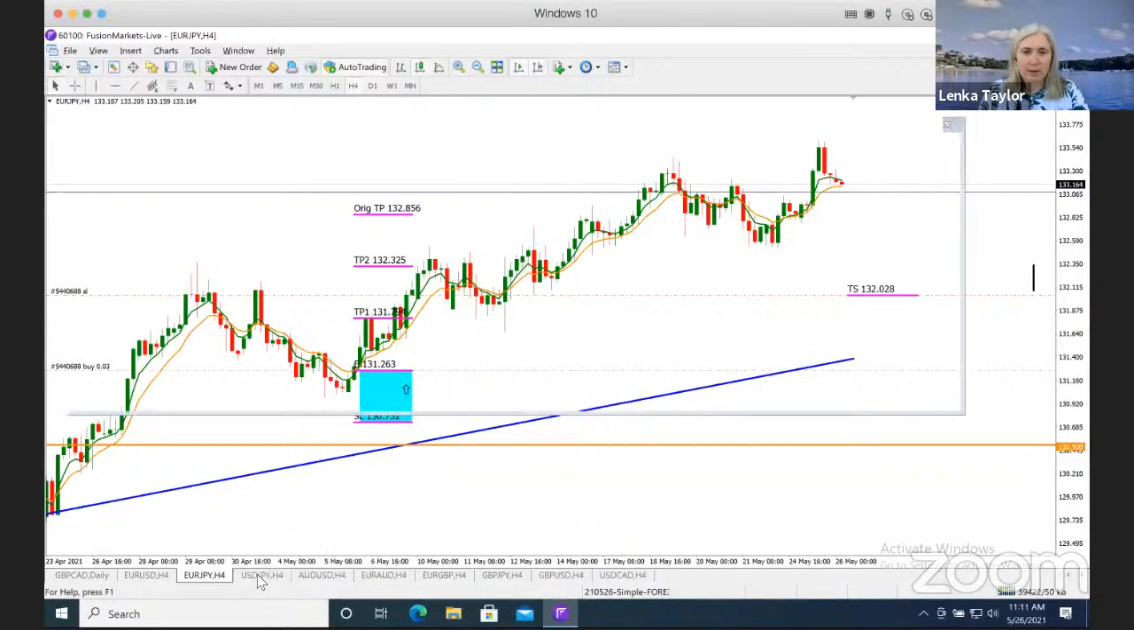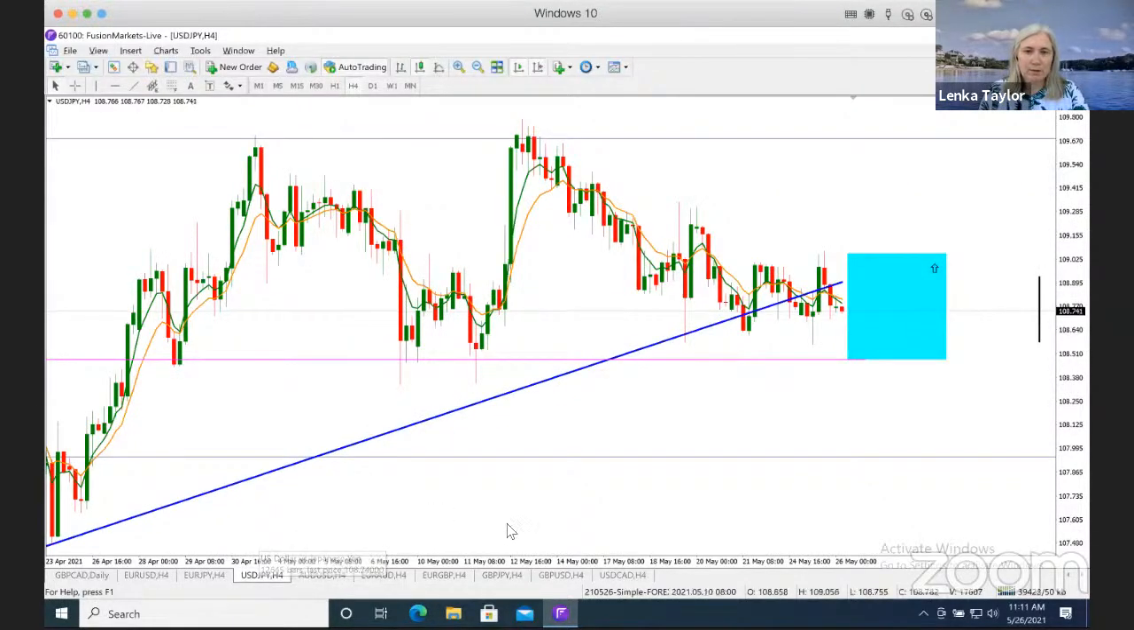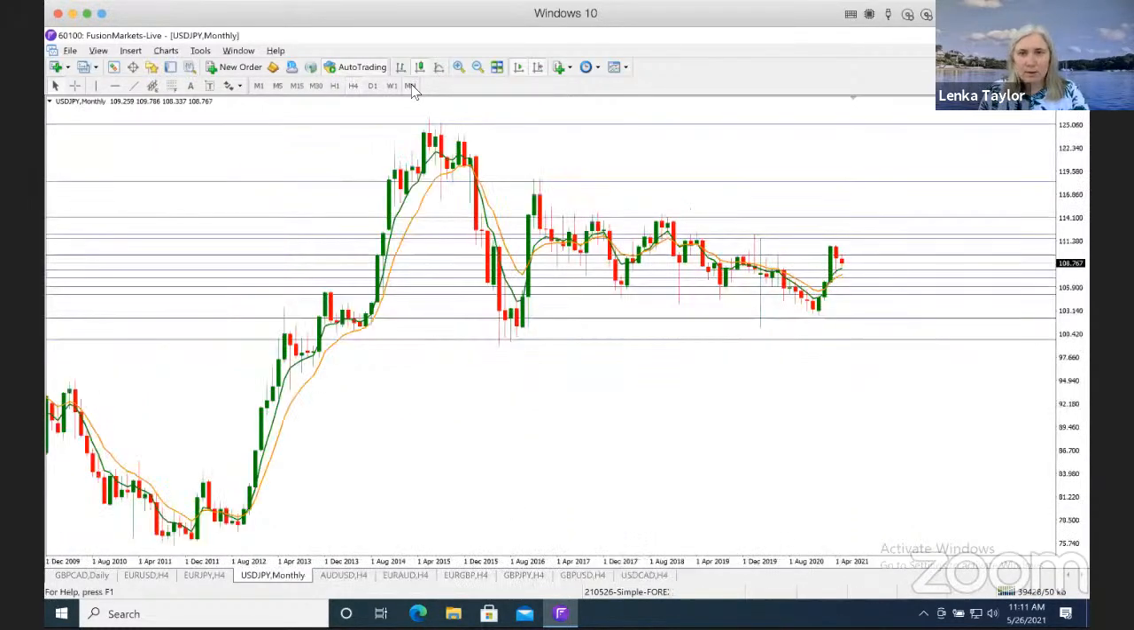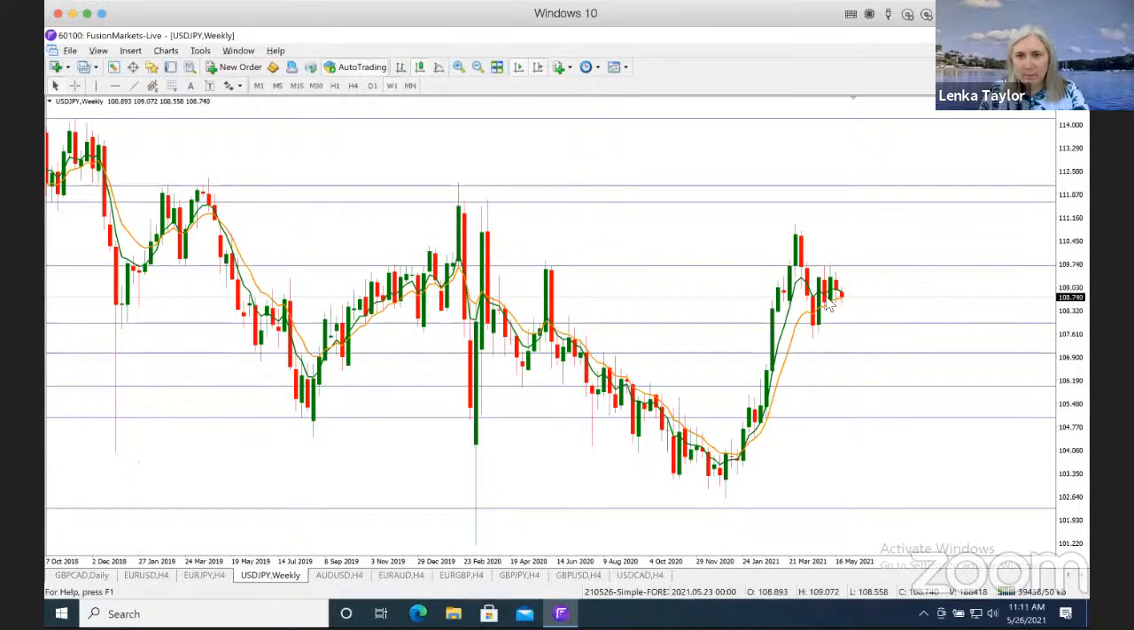Next currency pair I'm going to have a look at is USD JPY. So with this one, I'm still looking for a long up to this area here. In terms of the weekly, we've got that compression going sideways. Bit of indecision, but I would still look for a long for this area here.